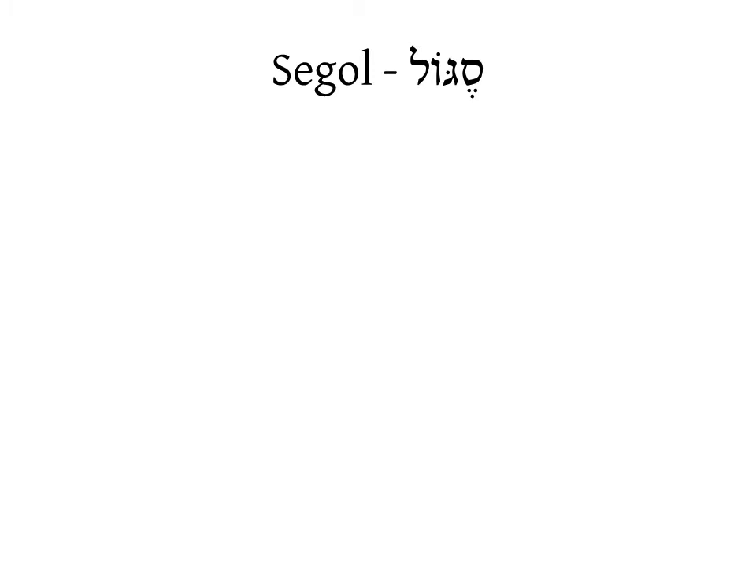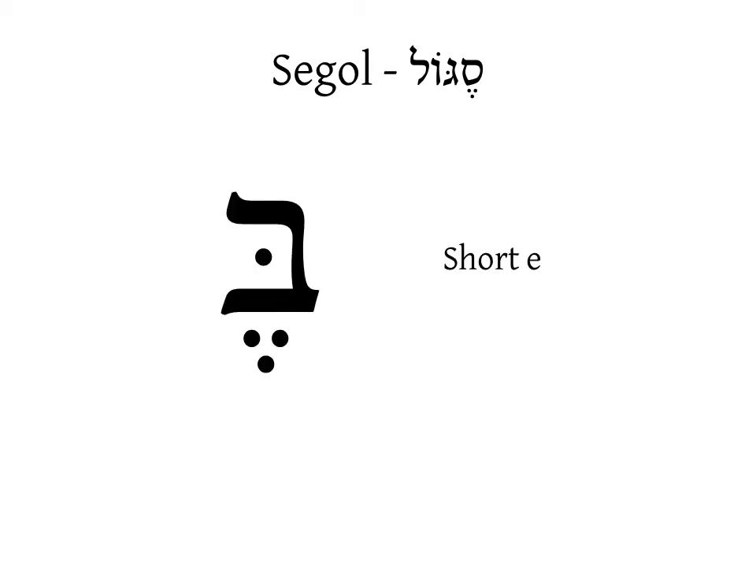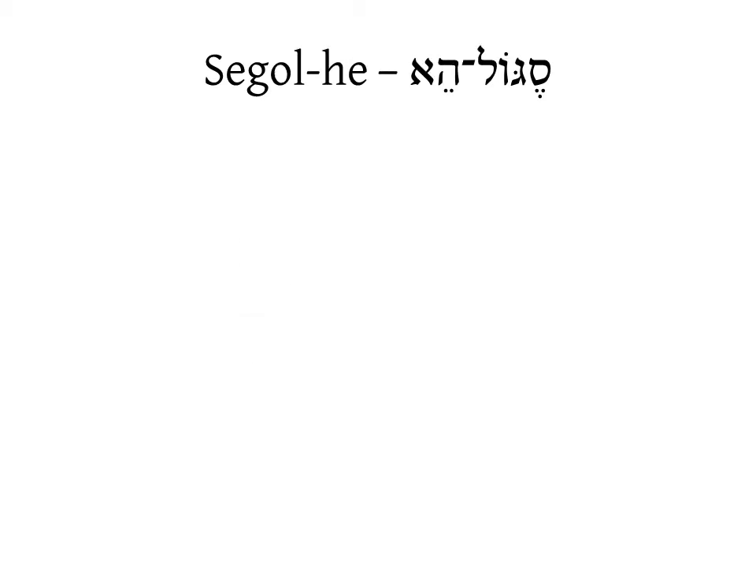Next we have segol. Our beit now gets a cluster of 3 dots below it. It's a short eh sound, as in the name segol.